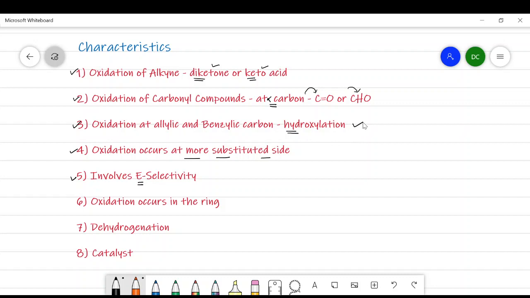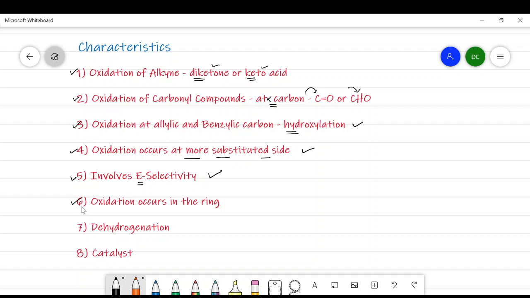If there is a hydroxylation, it occurs at more substituted site, and when it occurs at more substituted site, there should be a formation of E isomer rather than Z isomer. In a cyclic compound, when there is a choice of oxidation, suppose the cyclic ring is attached with a side chain, then the oxidation occurs always inside the ring, not outside the ring.